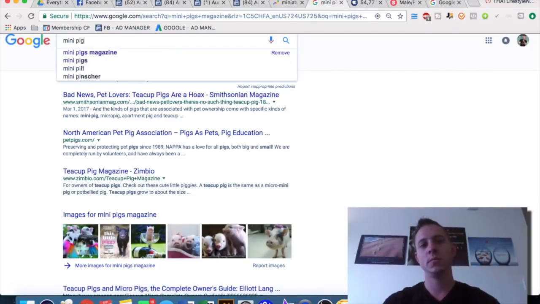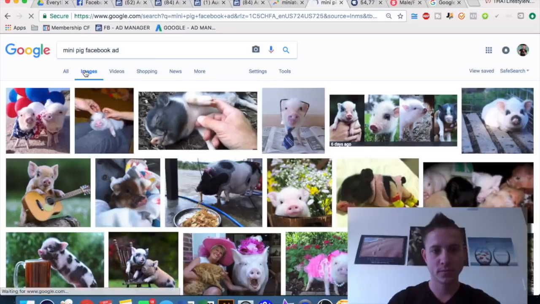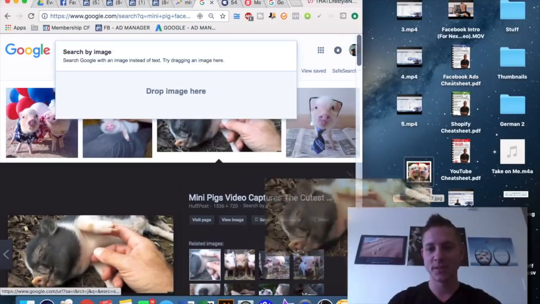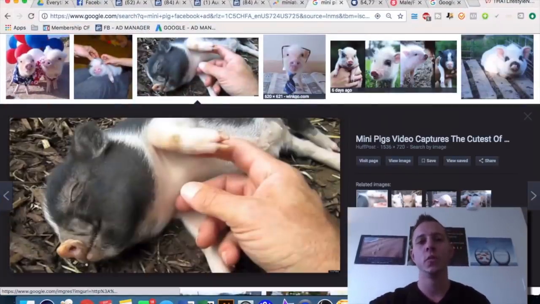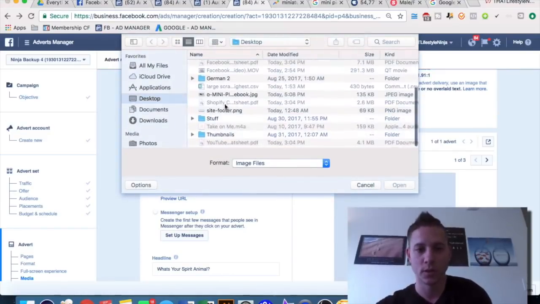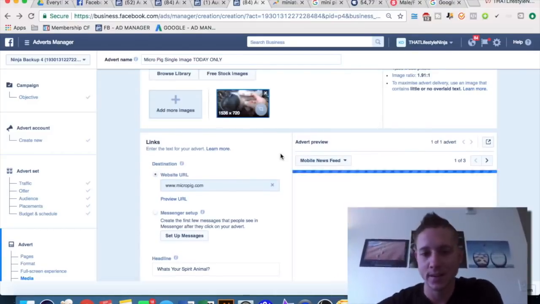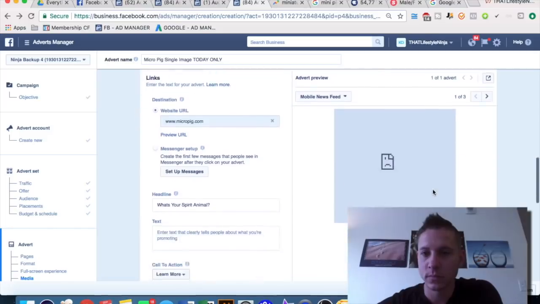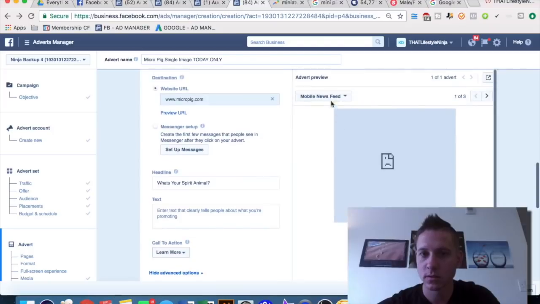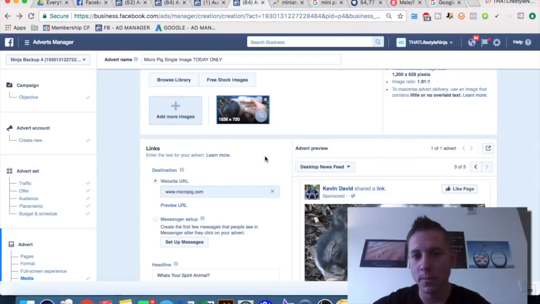Let's do mini pig Facebook ad. So here's a good one. This is close to the correct ratio as well. And normally, you wouldn't be running Facebook ads that you can just rip pictures off of Google, right? Because you don't want to get in trouble for IP claims and things like that. But just to show you guys, a finalized ad here. I'm not sure why it's still not showing this correctly. There we go.